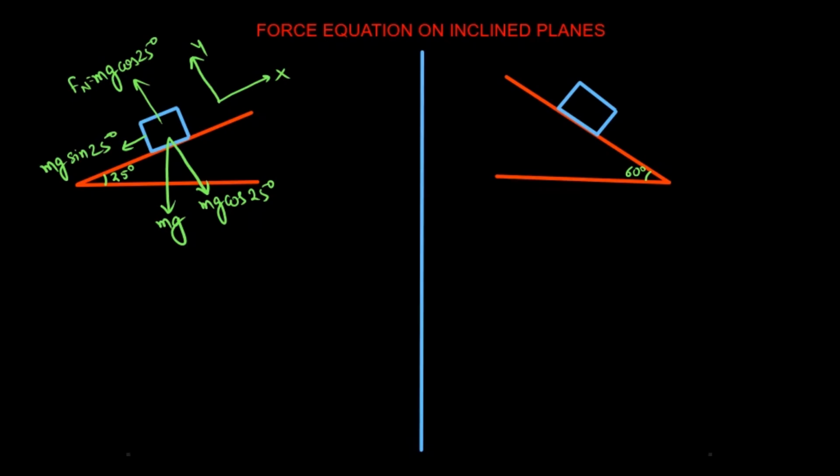Now in this situation, if there are no other forces acting, then the box or the object will move downward like this. And we know that friction always acts opposite to the direction of motion. So if this is the direction of motion, then friction force would be here.